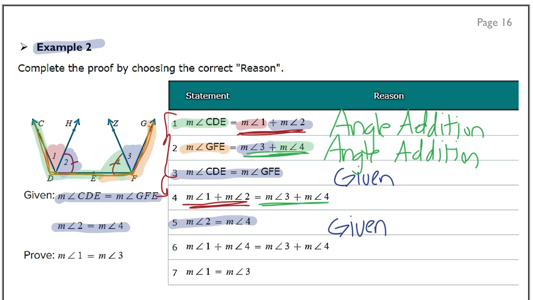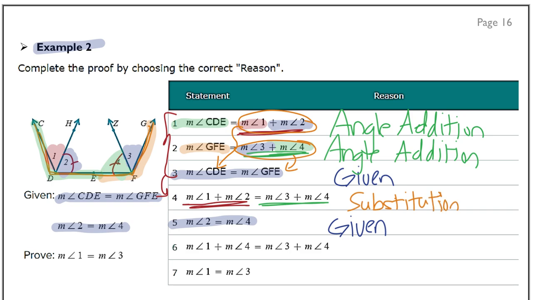Same with CDE, measure of angle CDE. Those are the same, which is measure of angle 1 and 2. This gets plugged in right there. Let me do this color. You're going to kind of mosey on and put that in there. We're going to take this and substitute it there. So this is substitution again.